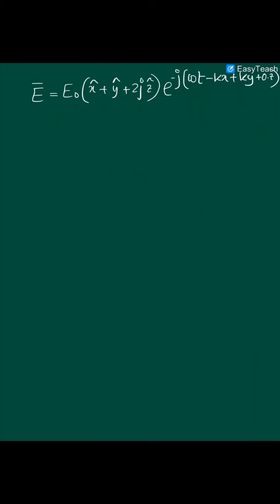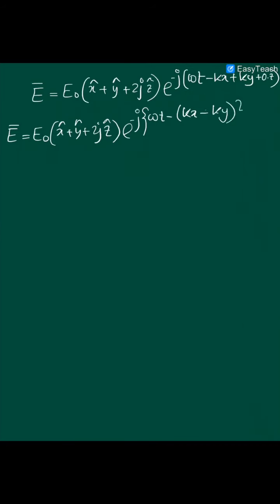Now we can write this as E equals E naught (x cap plus y cap plus 2j z cap) e to the power minus j (omega t minus (kx plus minus ky)). So in this case, the direction of wave propagation is not in the x, y or z direction. It is going in a specific direction which is not x, not y and not z direction.